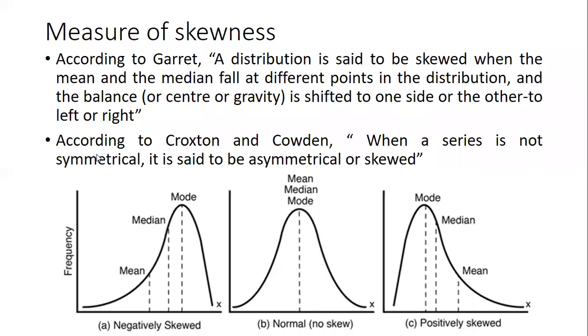This is the last part of the chapter. Measures of dispersion has two parts. That is, the first part is measures of dispersion. The second part is measures of skewness. So we have learnt measures of dispersion.